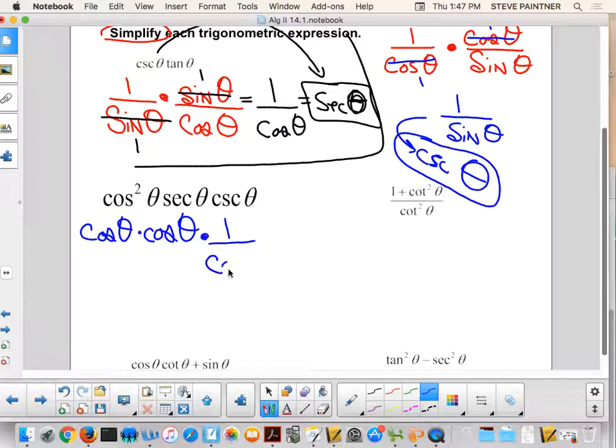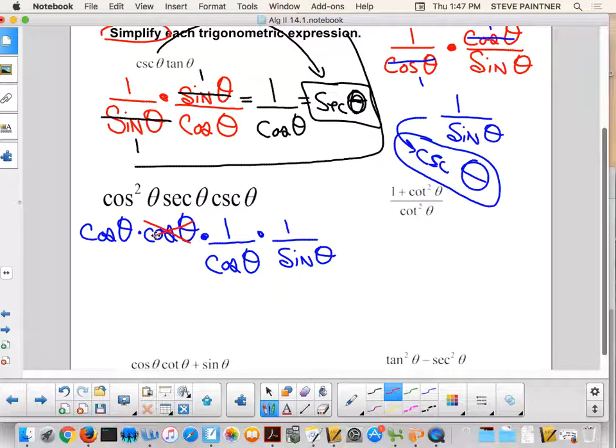1 over cosine of theta. Good. Times cosecant, which is 1 over sine. Okay. It's multiply, multiply, multiply, multiply. Four numbers multiply. Looking to do what first, though?